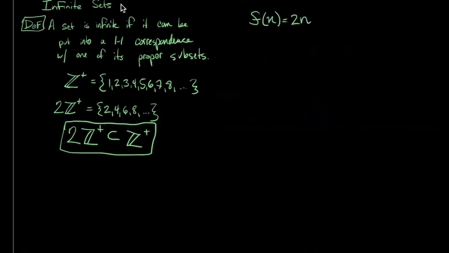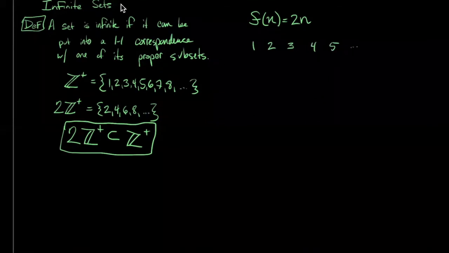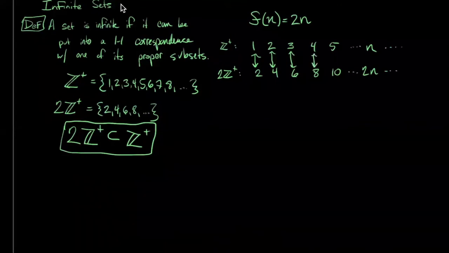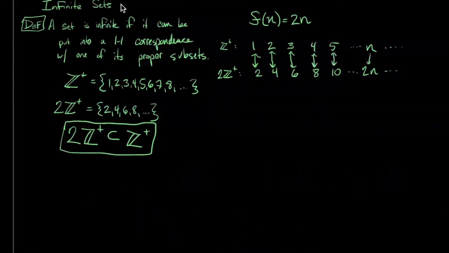So now if we list the elements of Z plus, 1, 2, 3, up to n and then beyond, and then list the elements of 2Z plus, which for n would be 2n, and then beyond, then we can see that the one-to-one correspondence is going to happen. 1 maps to 2, 2 maps to 4, 3 goes to 6, 4 goes to 8, 5 goes to 10, but more importantly, n maps to 2n.